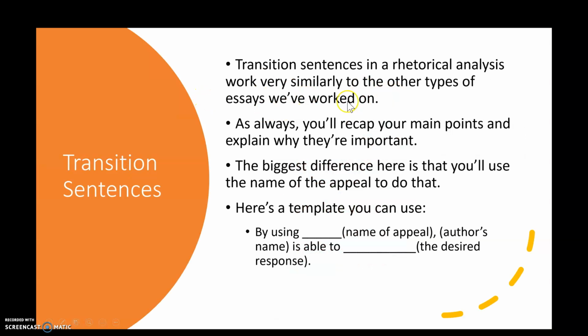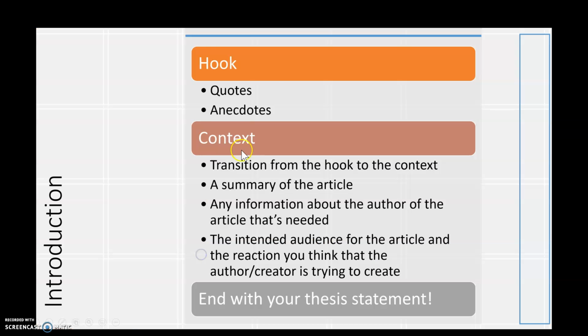So your transition sentence and rhetorical analysis work very similar to other types of essays we've worked on. And as always, they're very important. You'll recap your main points and explain why they're important. The biggest difference here is you'll use the name of the appeal to do it. So a template is: by using name of appeal, author's name is able to blank the desired response.